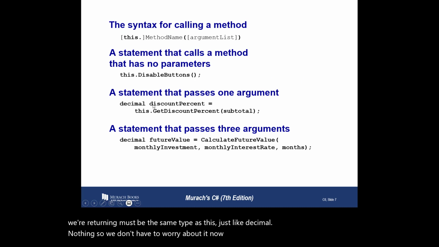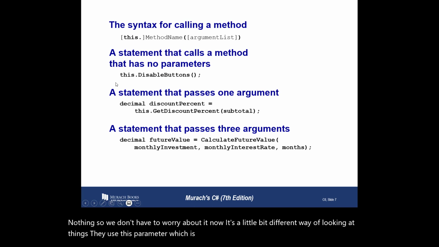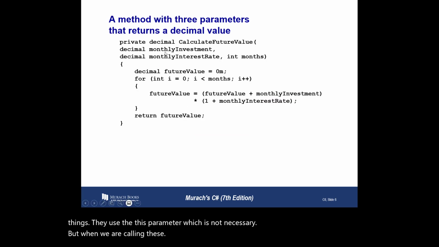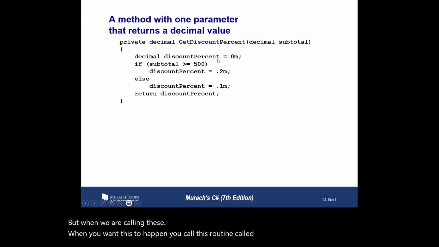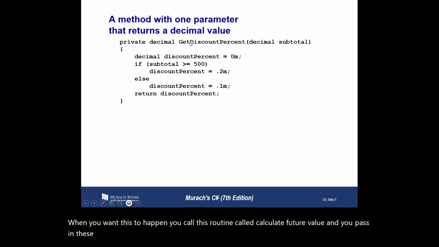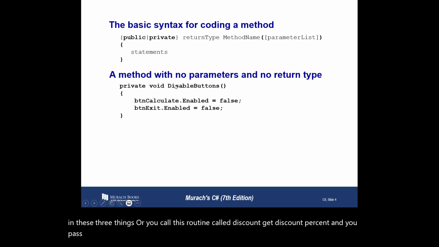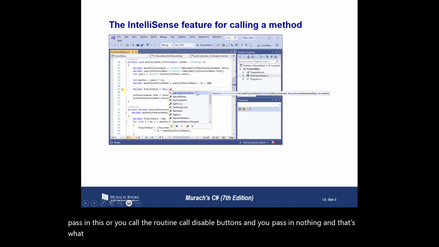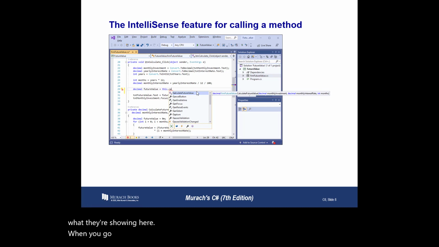Now, it's a little bit different way of looking at things. They use the this parameter, which is not necessary. But when we are calling these, when you want this to happen, you call this routine called calculate future value, and you pass in these three things. Or you call this routine called get discount percent, and you pass in this. Or you call the routine called disable buttons and you pass in nothing. And that's what they're showing here. Now, when you go to call a method, the IntelliSense will kick in, which is kind of neat. All right?